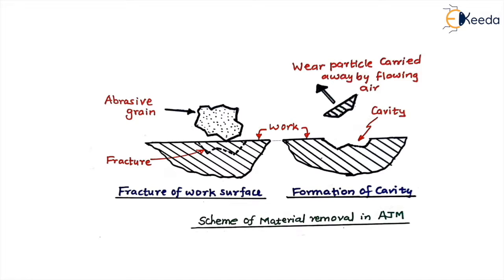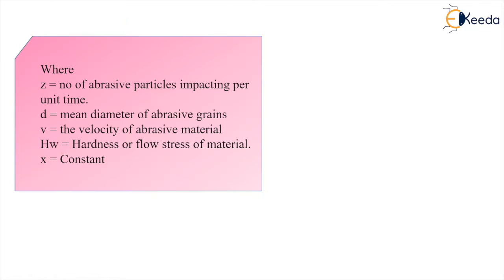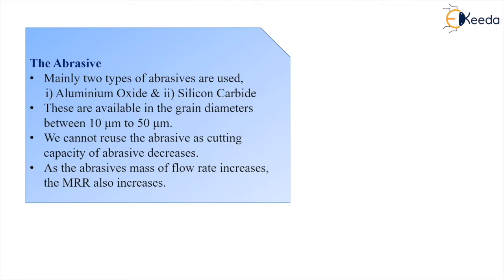The material removal rate because of this chipping can be given as x z d cubed v to the power 3/2 rho divided by 12 h to the power 3/4, where x is a constant, z is the number of abrasive particles making impact per unit time, v is the velocity with which the abrasives are moving, rho is the density of the abrasive material, and h is the hardness of the material or flow stress of the workpiece material. So this is the MRR in abrasive jet machining. Now let us look at the process parameters.